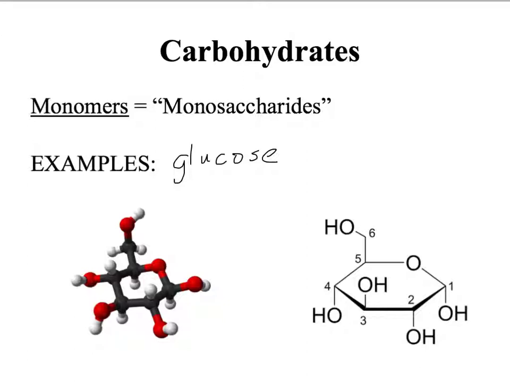There are a couple of others that we didn't build in class but are very similar. There's one called fructose, and then a third one called galactose. Just like glucose has a ring shape, fructose and galactose are also ring-shaped molecules, but they again are the building blocks that we need to build bigger carbohydrate polymers.